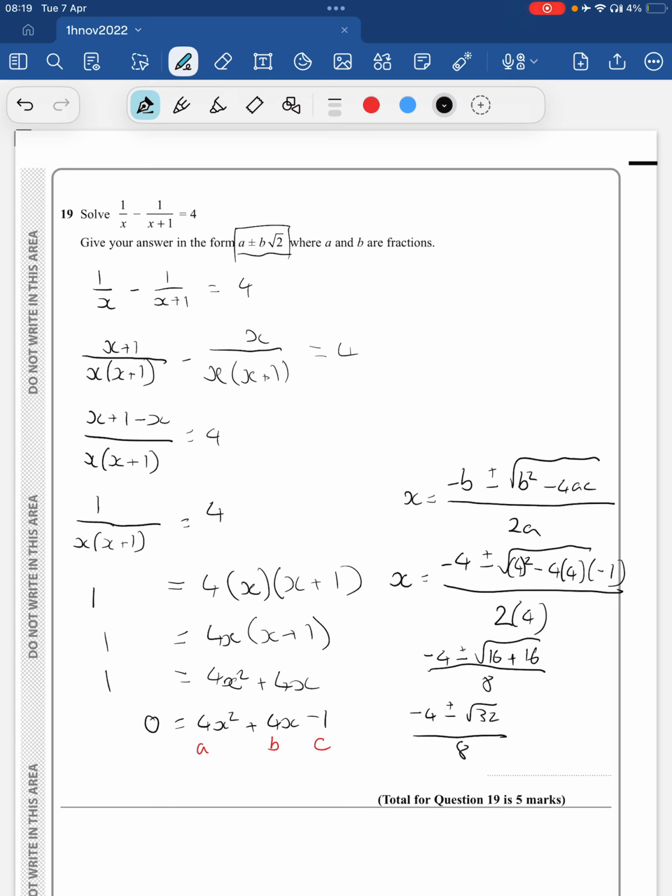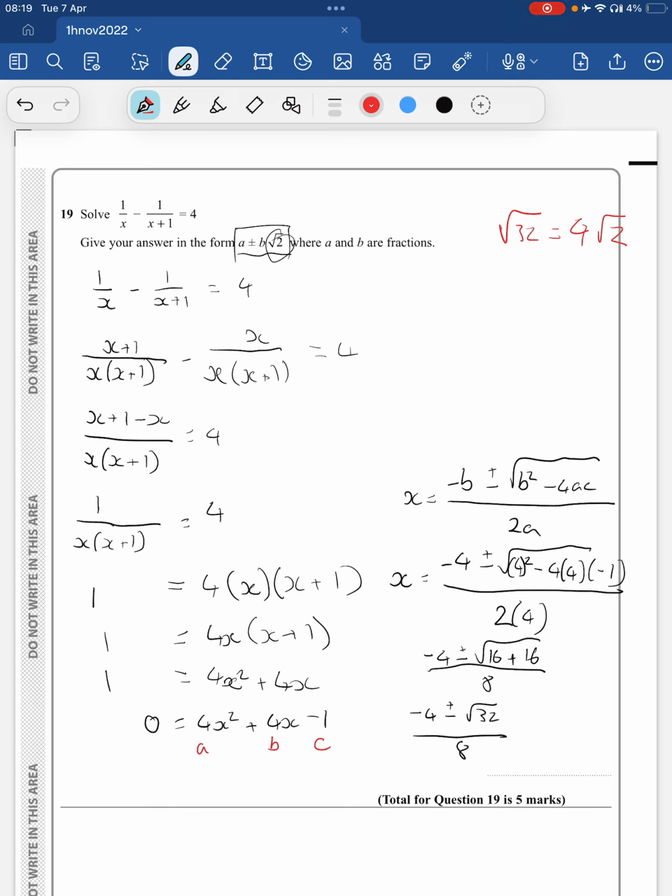Now, the problem I have with this is quite simply, I've been told it must be in terms of root 2. I put it in terms of root 32. So for this, I'm going to have to simplify that third. The square root of 32 is going to be something root 2. 32 divided by 2 is going to be 16. So square root of 16 is 4, so 4 root 2.